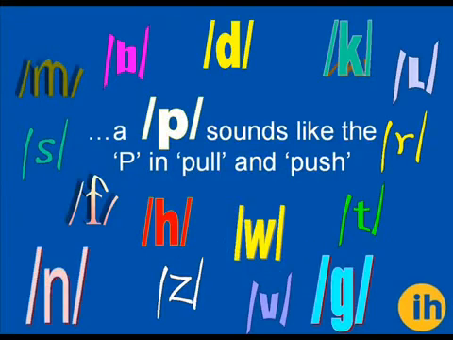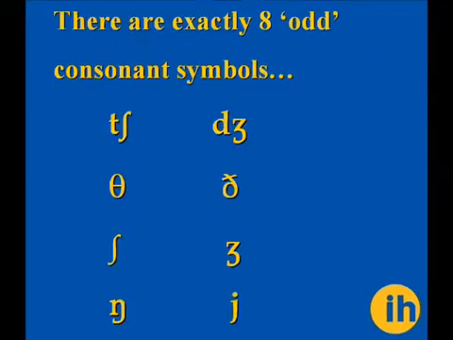We'll see. Okay, a general rule of thumb is the consonant symbols, if they look like the letter of the alphabet, they probably sound like it in a word. So a P sounds like the P in pull and push. Now try and say these phonemes. There are exactly 8 unusual consonant symbols, and they sound like ch, j, th, th, sh, j, ny, y. You've got to memorize them. That's the bad news.